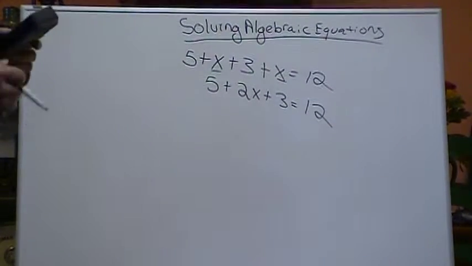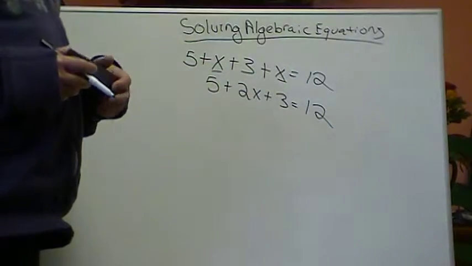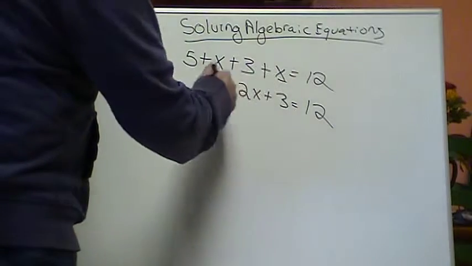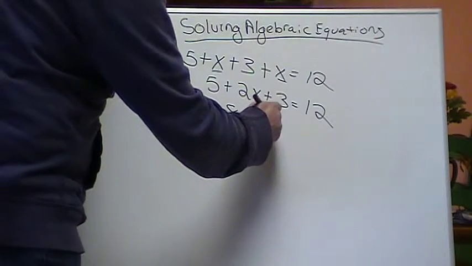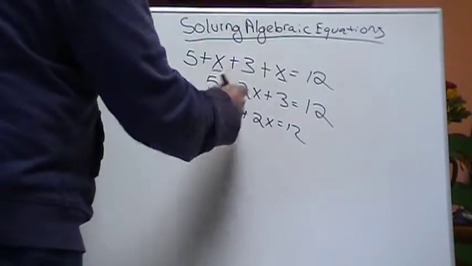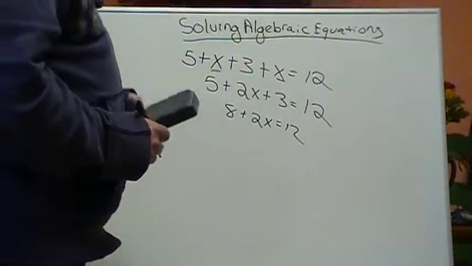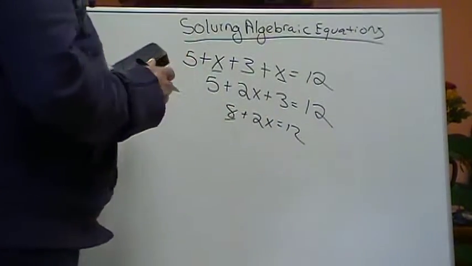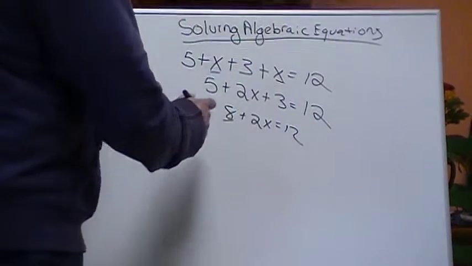Now again, what we want to do is isolate the x. So what we're going to do is add 5 to 3. So it's going to be 8 plus 2x equals 12. I just added 5 and 3, 8 plus 2x. Still, the x is not alone. We need to get rid of this 8. Now, like I said in the previous problem, to get rid of this 8, we're going to subtract 8 from both sides.